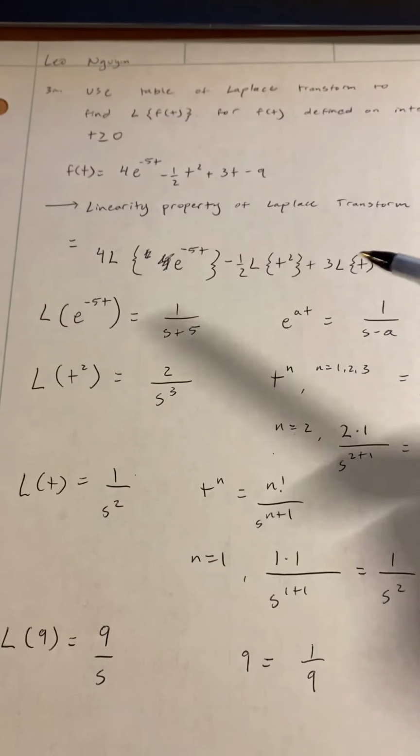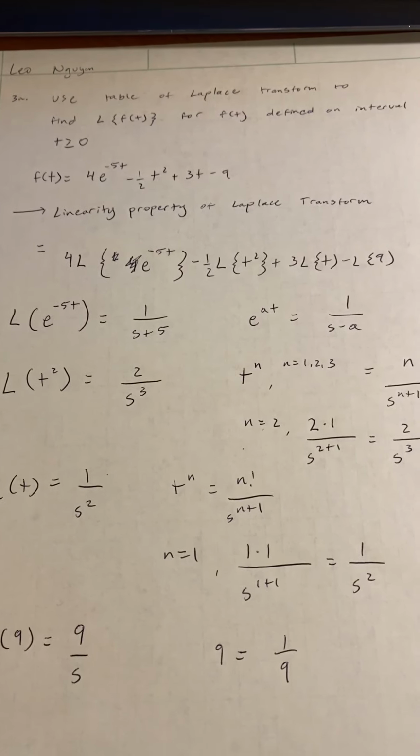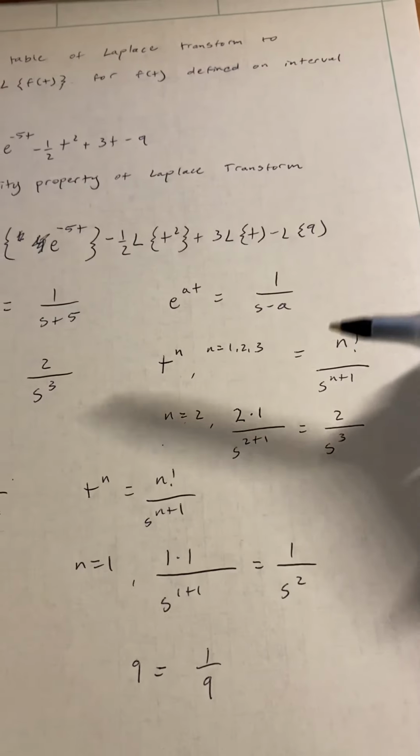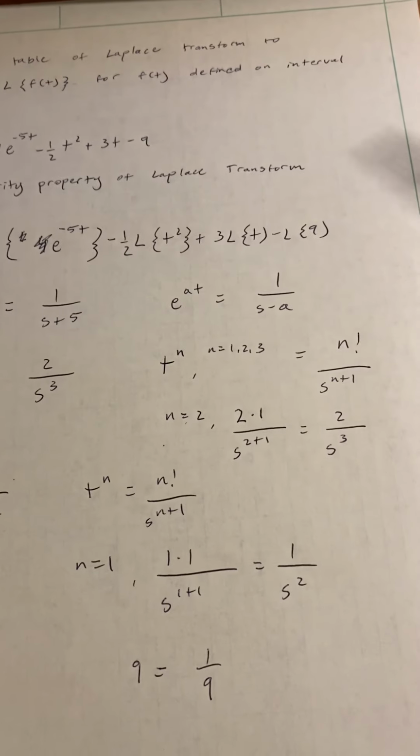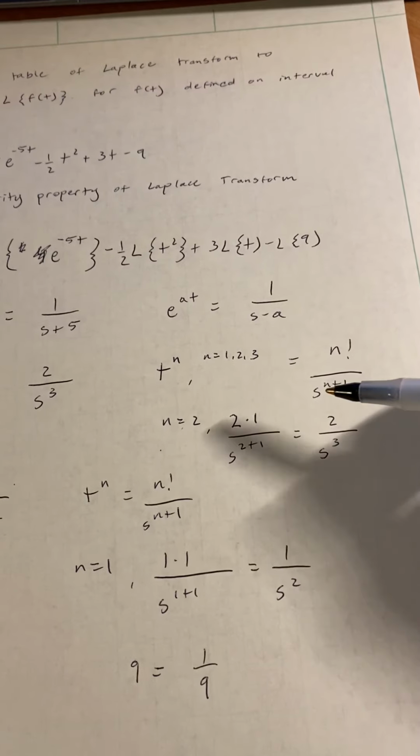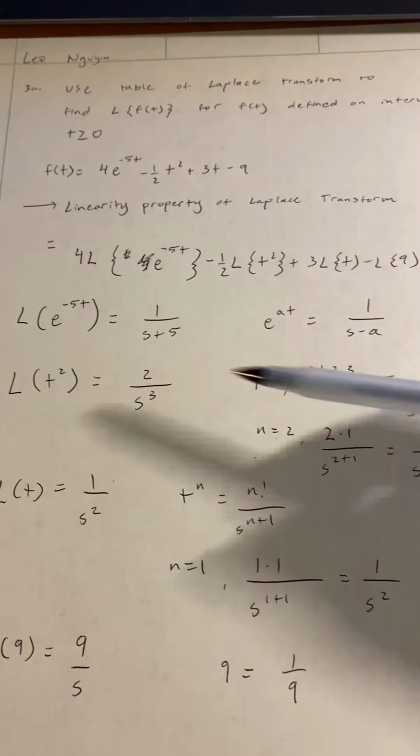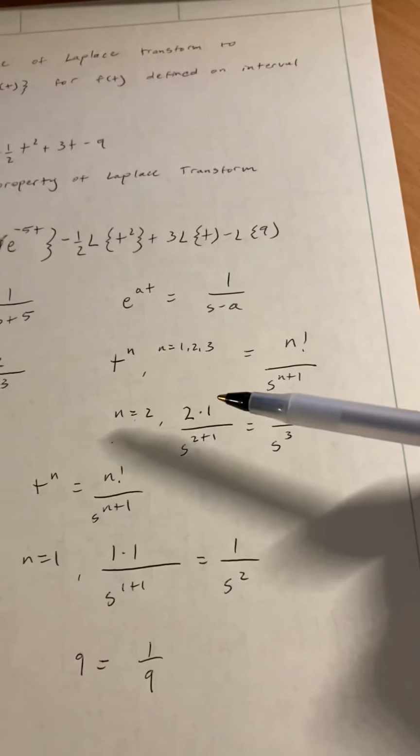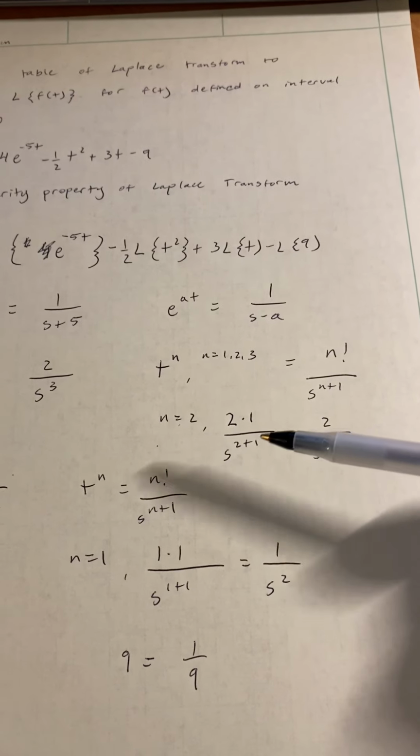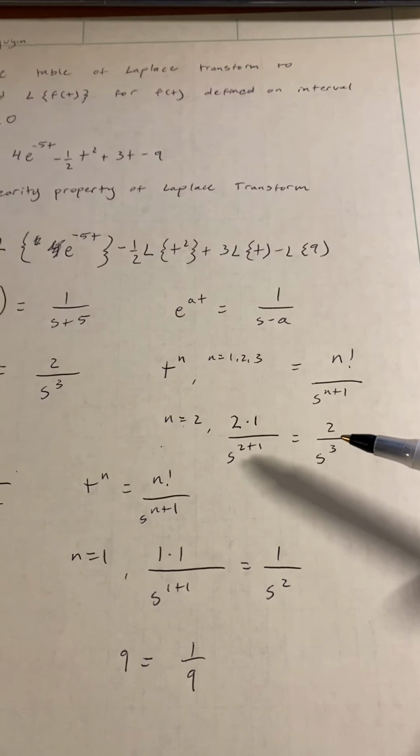The next one is t squared, and the answer I got for that is 2 over s cubed. In this case, we have t to the power of n, where n equals 1, 2, 3, etc., and the form is n factorial over s^(n+1). For t squared, n is equal to 2. So we have 2 times 1 over s^(n+1), which is 2 plus 1. We get 2 over s cubed.